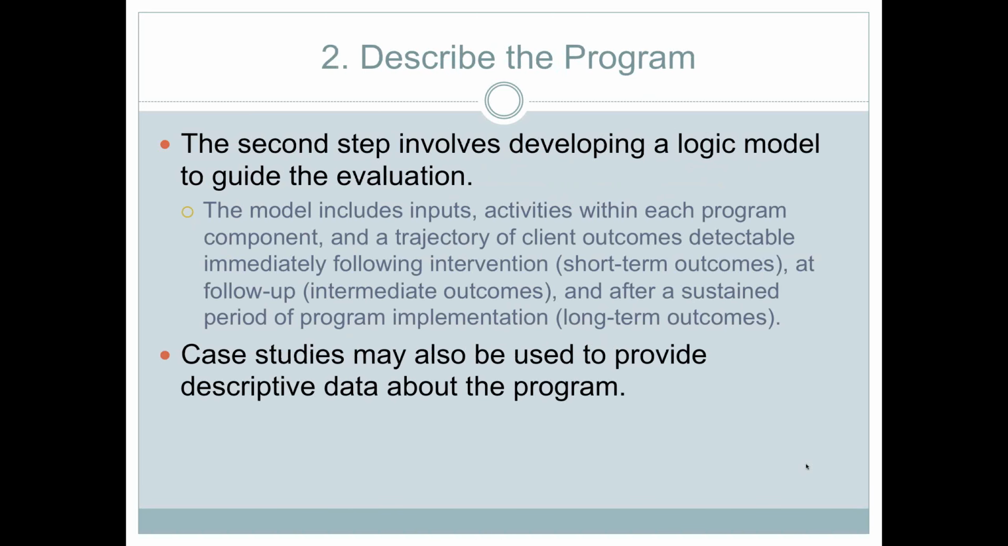The second step is to describe the program. And this involves developing a logic model which will guide the evaluation. A logic model will include the inputs to the program, the activities of the program, and then a set of outcomes at different stages. Short-term outcomes are those that would be immediately following the intervention. Intermediate outcomes would be at a follow-up, and after a sustained period of program implementation, you would look for long-term outcomes.